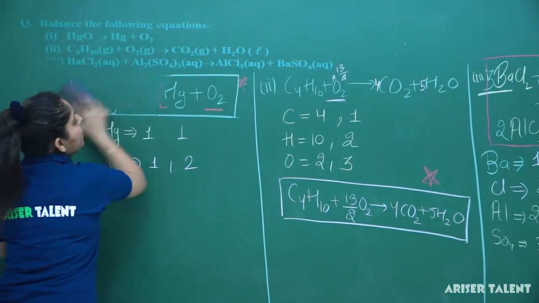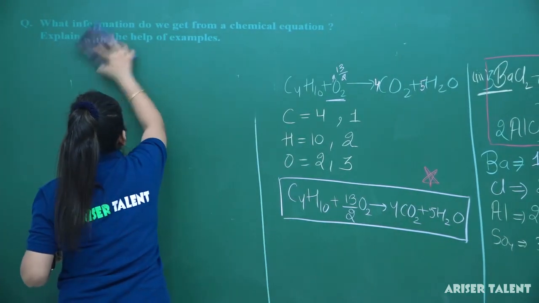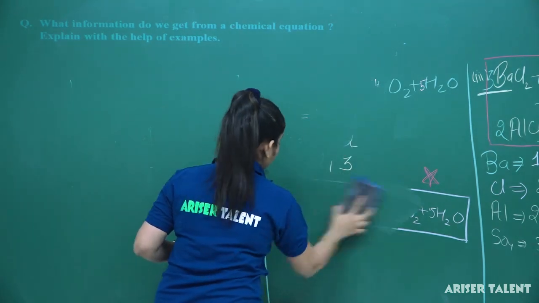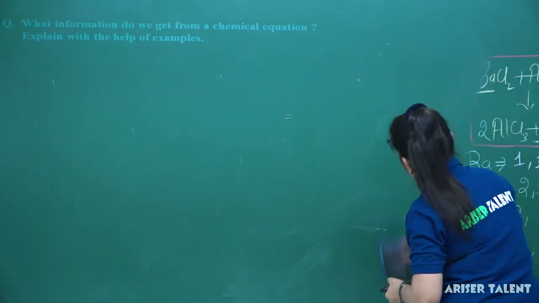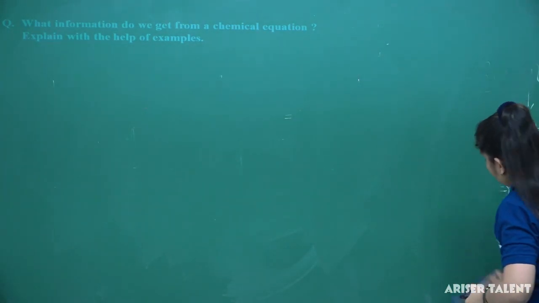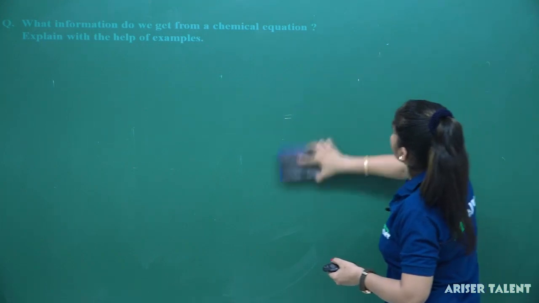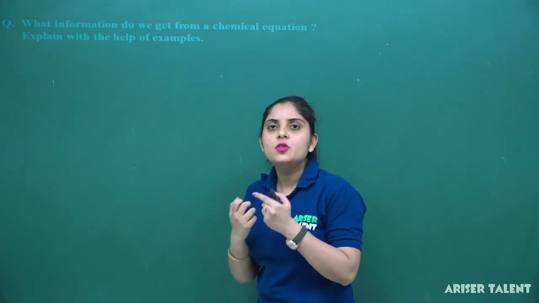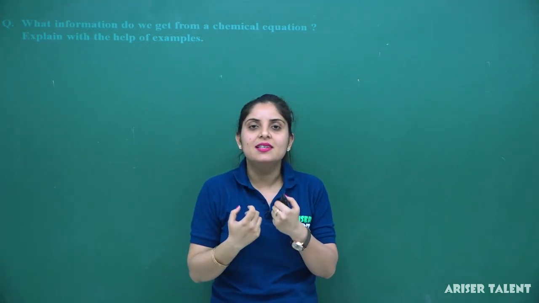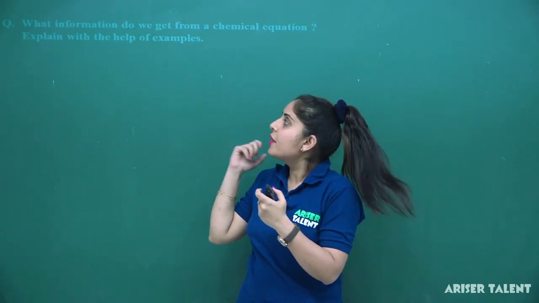Now coming to our next problem, we have: what information do we get from a chemical equation? Explain with example. So what information do we get from a chemical equation? This topic has been discussed in our previous classes, but for a quick recap, I am again telling you what is the significance of a chemical equation.